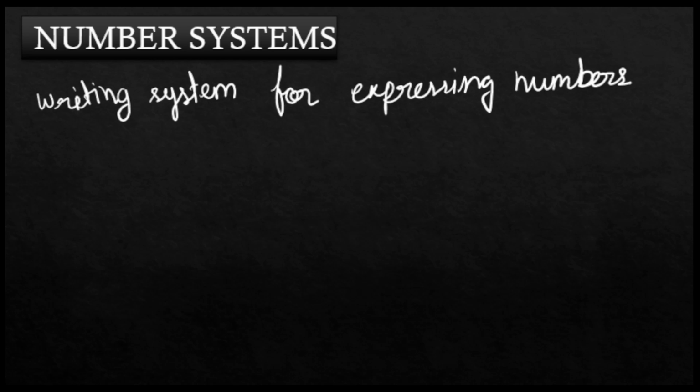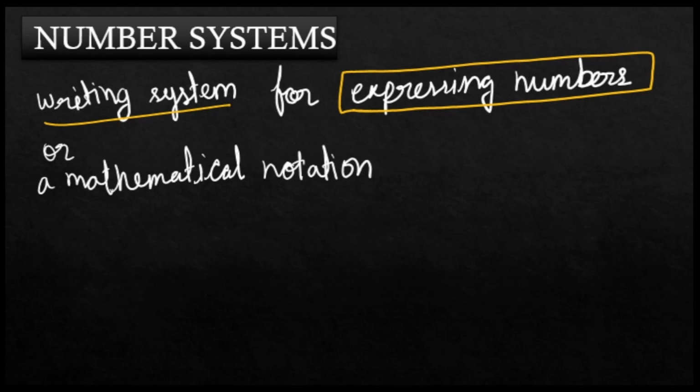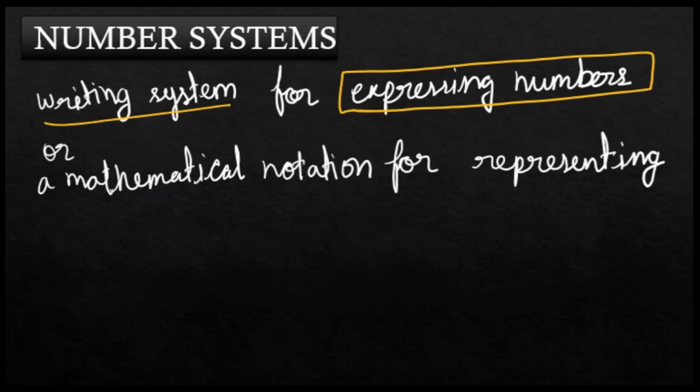What is a number system? Basically, a number system is a writing system for expressing numbers. That is, a system just for expressing numbers. So we can express numbers, or we can say a mathematical notation. A notation can be a symbol or a digit for representing numbers of a set.